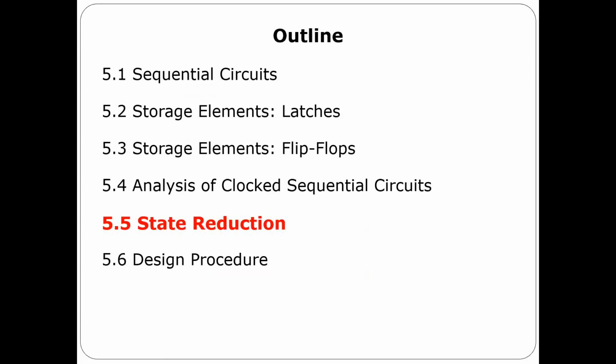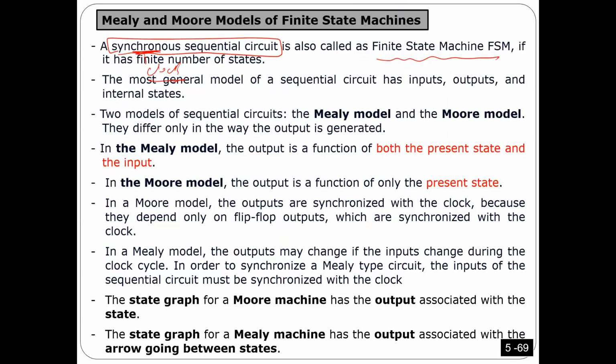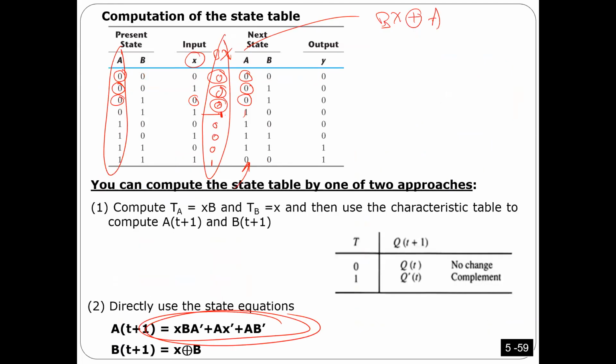Now, what is left in this chapter? In this chapter, two things are left. The first: what I did so far, guys, is I gave you a circuit, and then we analyzed the circuit in order to get the state table and the state diagram. Is that okay? What about the opposite? If I want to design a circuit, I'm going to say I want a circuit that has this state diagram. Can you get the circuit? Yes, we are going to do that.